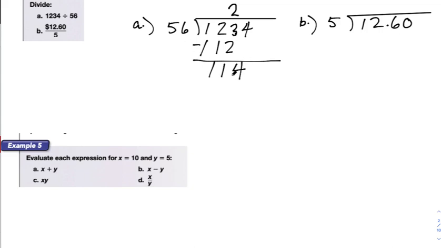56 goes into 114, well, another 2 times, because I know 112 is what I get when I multiply 2 times 56. So I'm going to write that back down here again, subtract, get the 2, and there's a couple ways I can write this. I can keep going, but I'm going to stop for now and just write that my answer has a remainder of 2. The next thing we're going to do is divide 5 into 12.60 or $12.60.